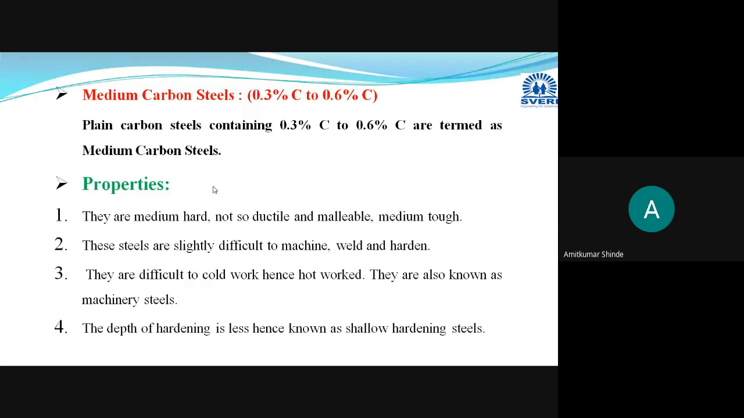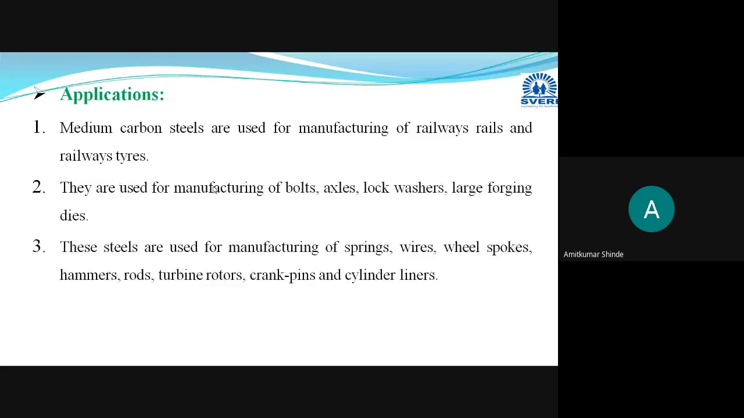And we will move towards the applications. Now the major applications for medium carbon steel: it is used for the manufacturing of railway rails, or you can say the tracks on which the railway is running, all of that is made up from the medium carbon steels. Then, if you observe carefully, the steel-made tires in the railways are made up of the medium carbon steel.